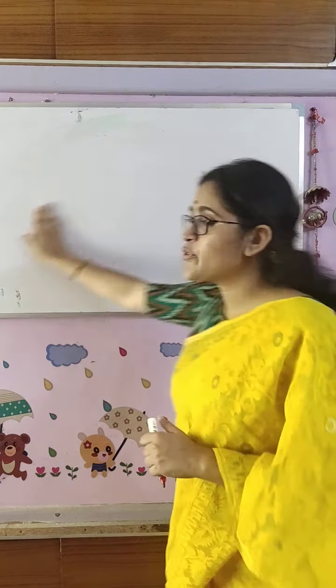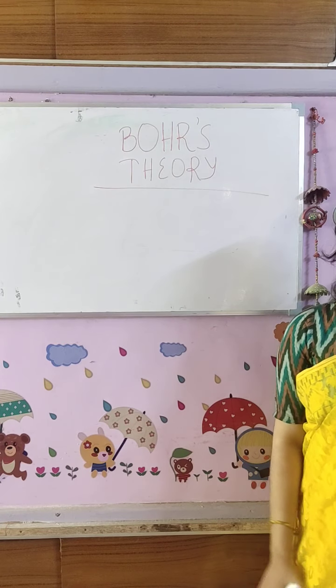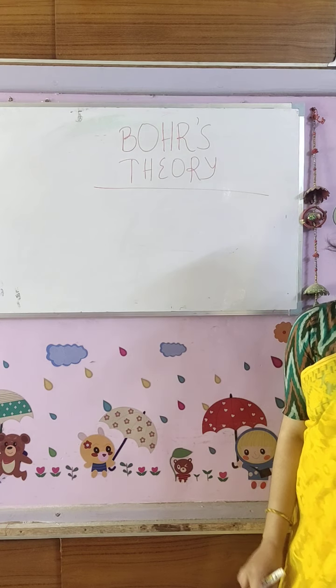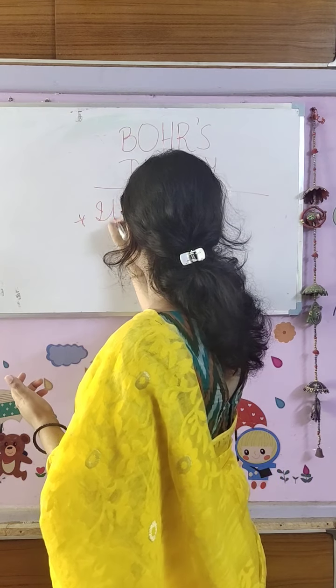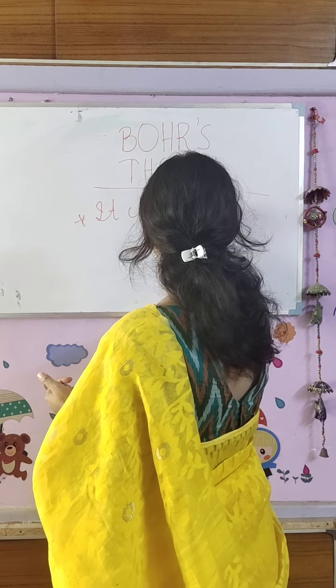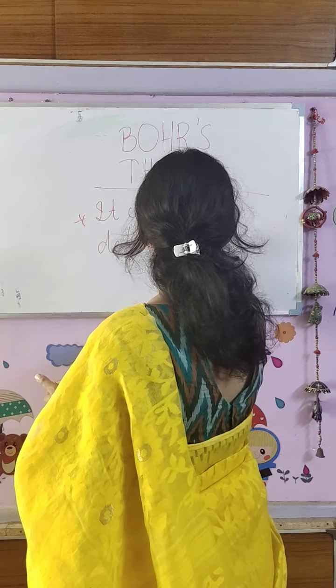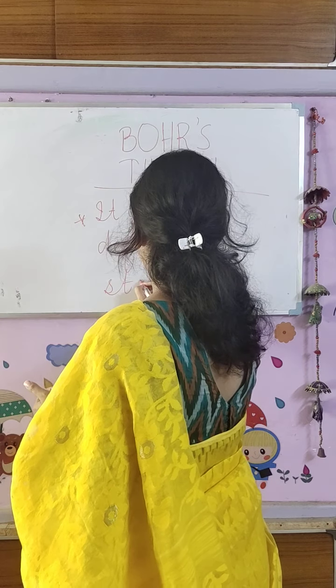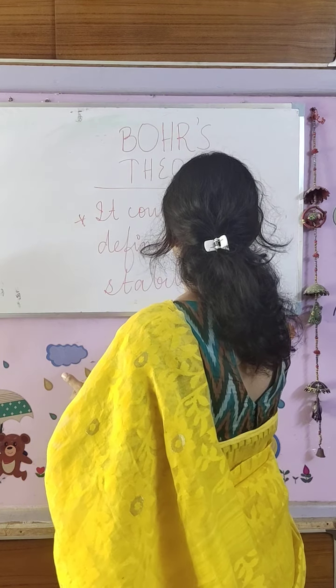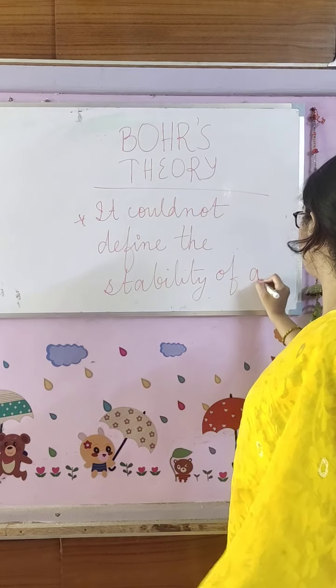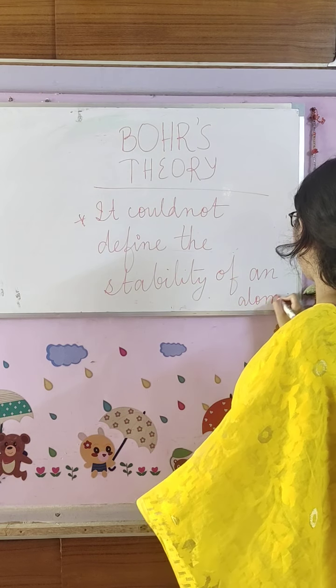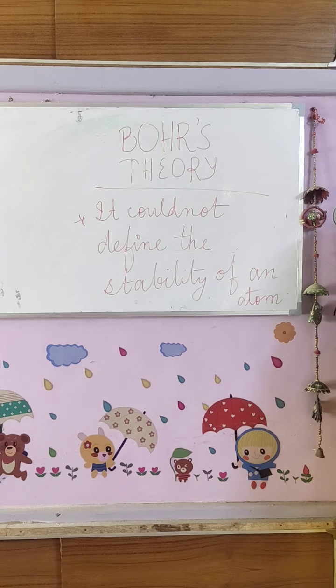Now, why was the Rutherford's atomic model discarded? The main drawback, which is very important, is that it could not define the stability of the atom. Why an atom is stable, that could not be defined by Rutherford. Rutherford explained the stability in his own way, but that was discarded.